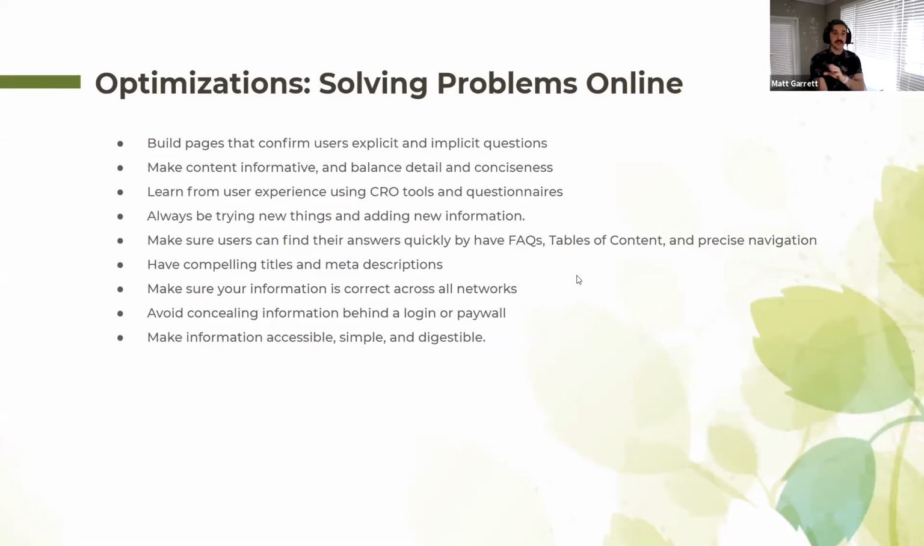And so here's a list of some of the things that I use with almost every client every day that I work with. These are just optimizations for making your website an asset for solving problems. So one, build pages that confirm users' explicit and implicit questions. I'm going to keep going back to that restaurant example because I think it's a really good one. If your menu only shows the title of the entree and the price, there's so much more that you could list that would be easy to explain to a user what it means.